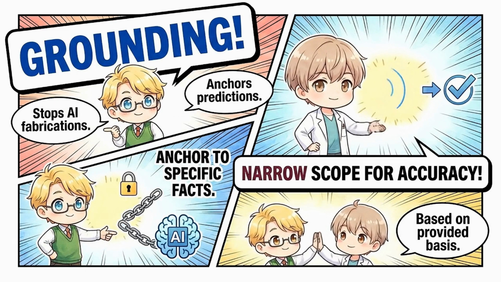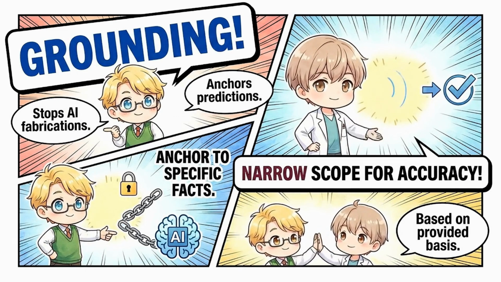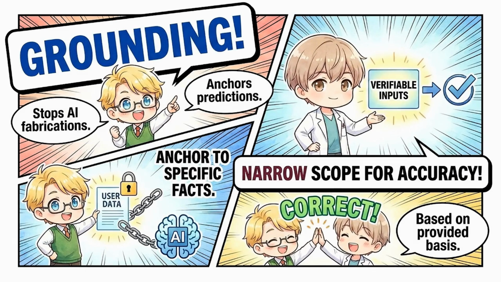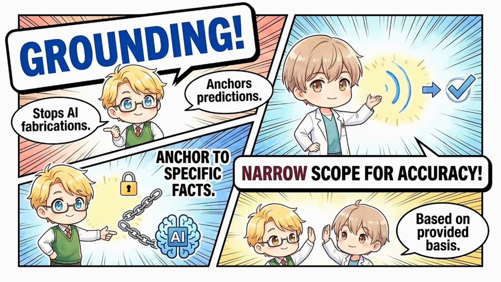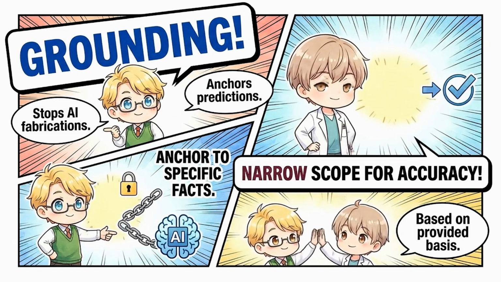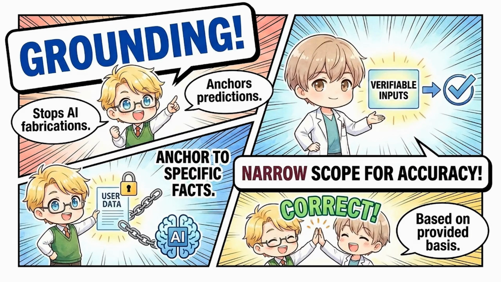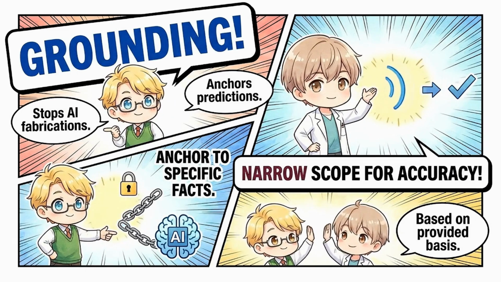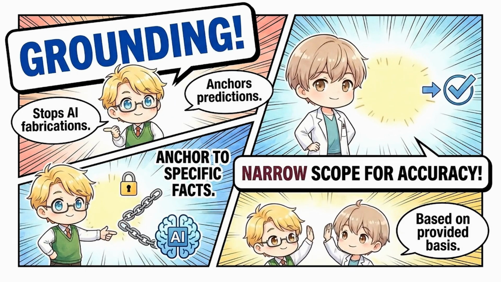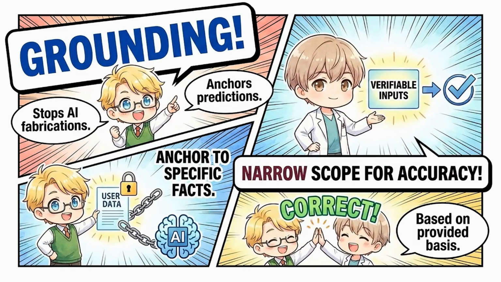The most effective mechanism for managing and actively preventing these fabrications is a technique known as grounding. Grounding forces the AI to abandon its broad, generic training data and instead anchor its predictions exclusively to a specific set of facts, documents, or data provided directly by the user. By explicitly giving the AI a factual basis, you significantly narrow its scope of information, compelling it to generate responses based on verifiable inputs rather than relying on its general, less specific training knowledge. This is a critical step in ensuring accuracy.